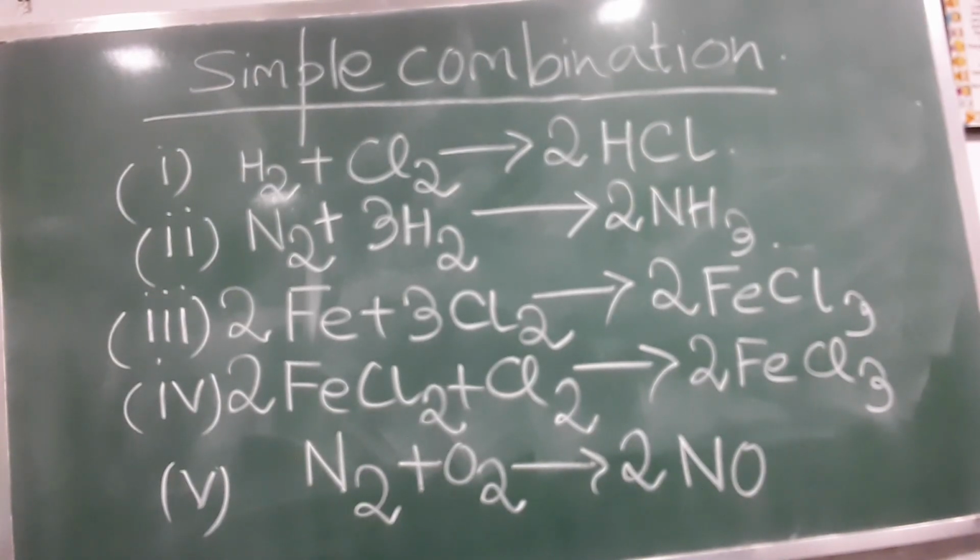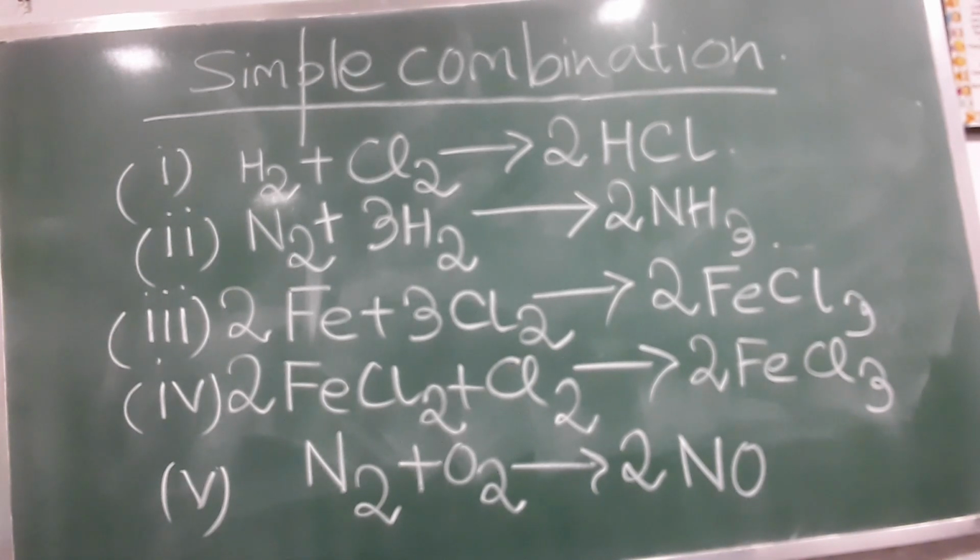Alright students, I have given some examples of simple combination reaction. Please follow what I have written. H2 plus Cl2 gives 2HCl, N2 plus 3H2 gives 2NH3, 2Fe plus 3Cl2 gives 2FeCl3, 2FeCl2 plus Cl2 gives 2FeCl3, N2 plus O2 gives 2NO.